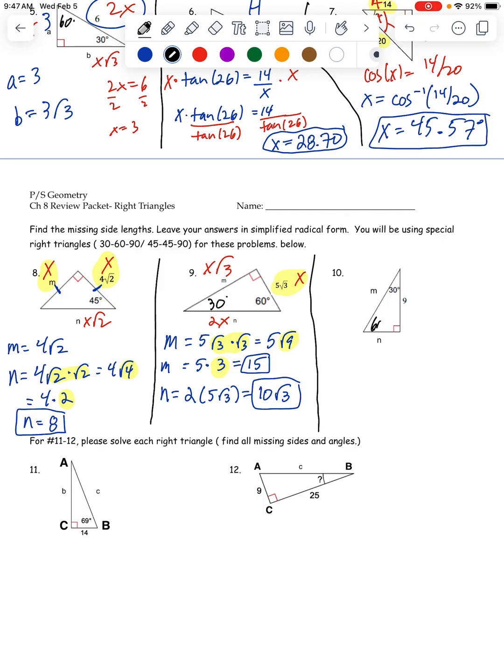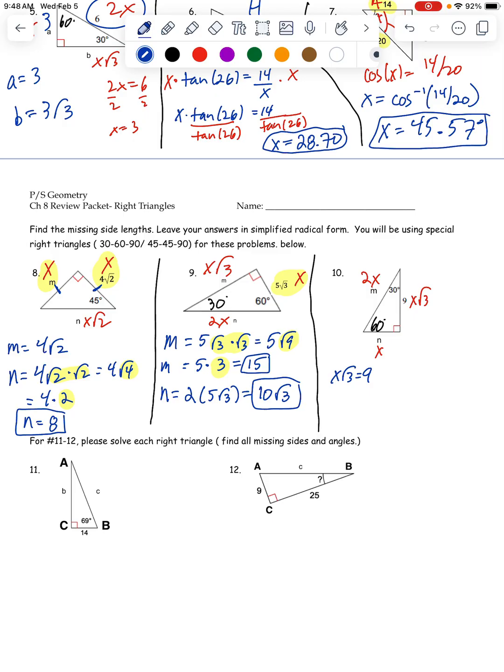All right, number 10 is a little bit more challenging. I have another 30, 60, 90 triangle, okay, where I have this side is my x, this is my x root 3, and this is the 2x. So x root 3 is 9. Well, I have to figure out, all right, what do I multiply to 9 to get x root 3?